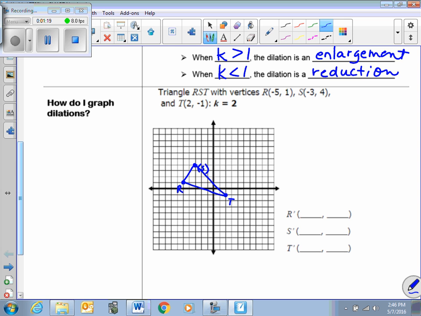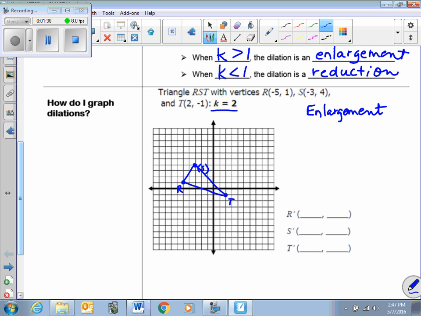So how do we graph dilations? Let's look at triangle RST here with the vertices that I have graphed. And we have a scale factor of k equals 2. So what do we know? We know this is going to be an enlargement. Okay, so how do I graph that?